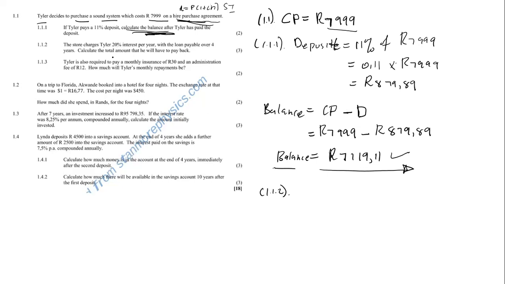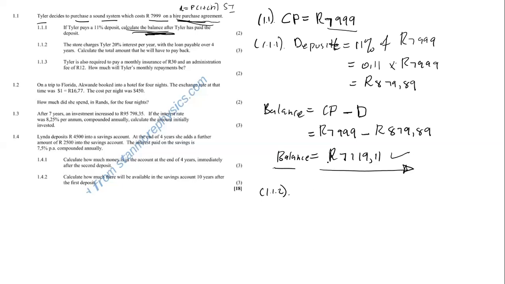So now they want us to calculate the total amount that he will have to pay back. That means he will no longer pay this amount, because he will be paying over a period of 4 years. That means the store will charge him 20%. So we want to determine the amount that he will be paying by the end of 4 years, the accumulation of the amount. But remember, he's going to do monthly payments, I get that. But now let's have a look at this one.